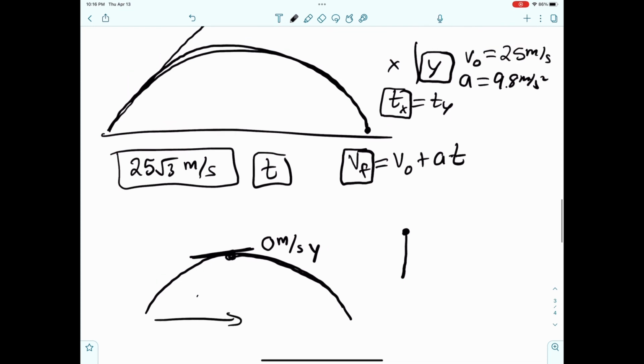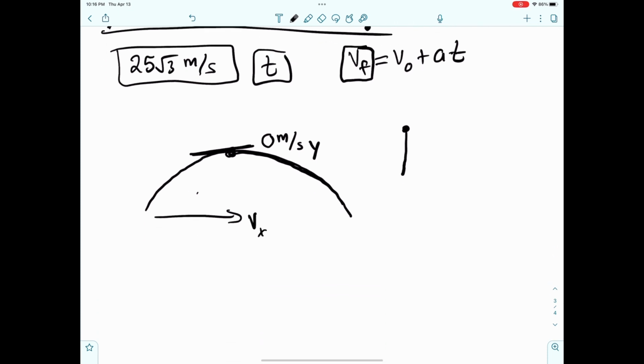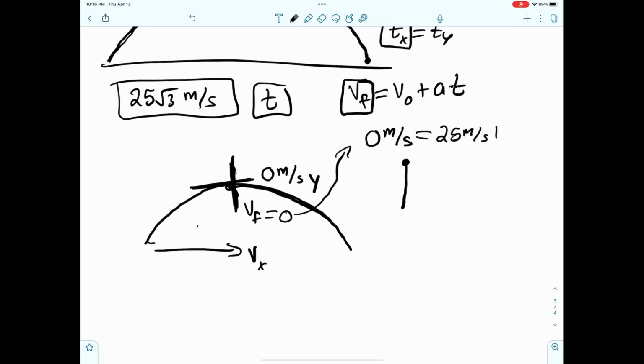The only reason it stays in motion this way is because there's no force acting against the velocity in the x direction. So it's going to continue its trajectory if there wasn't any gravity. So we know that right at this point, the velocity final is going to be 0. So we can plug that into our formula. V final is equal to 0 meters per second, which is equal to the initial velocity of 25 meters per second, plus the acceleration, which is negative 9.8 because it's opposing the direction of motion, times our time.